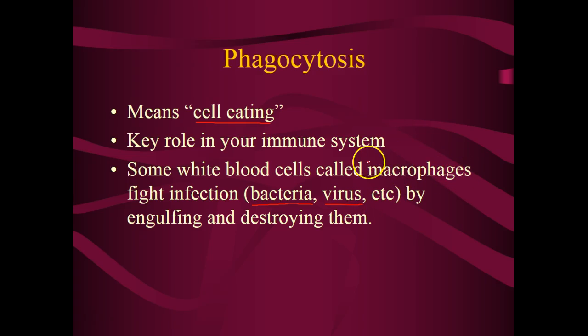These macrophages are special blood cells that are going to be pros at this phagocytosis process. Phagocytosis is just like it sounds. It's cell eating, and it's a form of endocytosis. We're going to take in these types of materials in order to destroy them. It's one of the ways your immune system works.